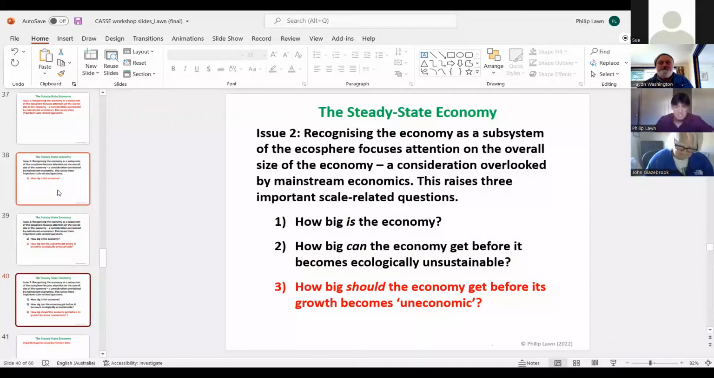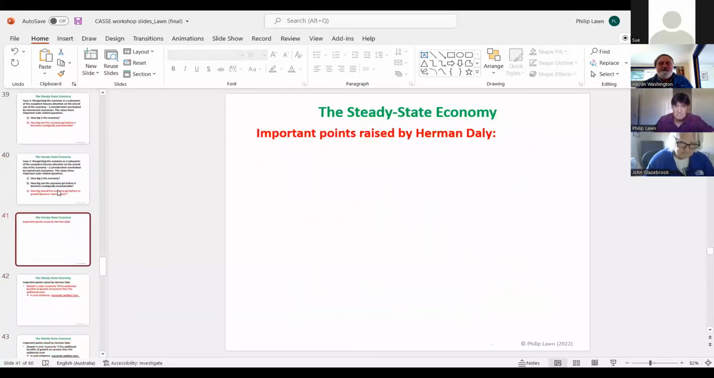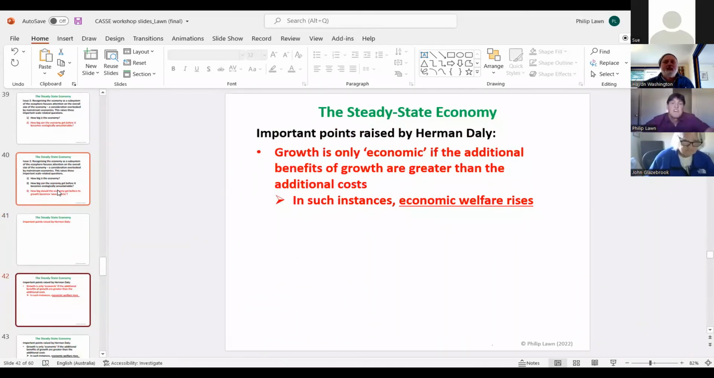Now, that may not mean much to many people, might not make much sense. So let me just talk about a few important points raised by a famous ecological economist, Herman Daly, regarding economic and uneconomic growth. Most people probably never heard of the term uneconomic growth. Growth is only economic in the strict sense if the additional benefits of growth are greater than the additional costs. So growth is only economic if it leads to an increase in benefits that exceed the increase in costs. In that situation, where you have growth that is economic, economic welfare rises.